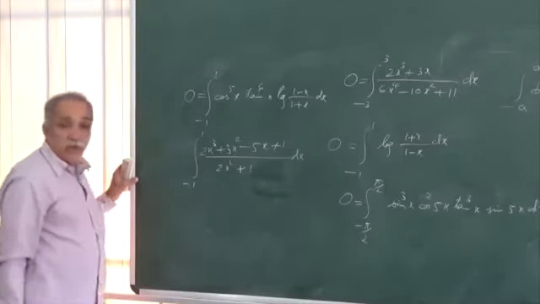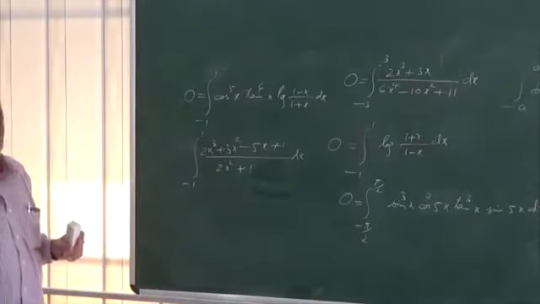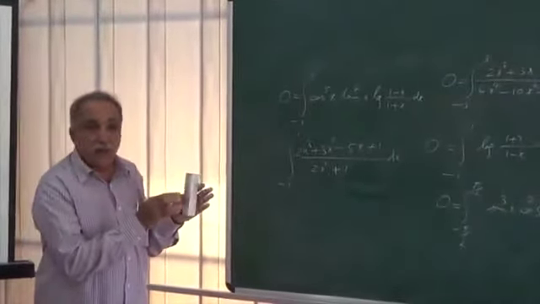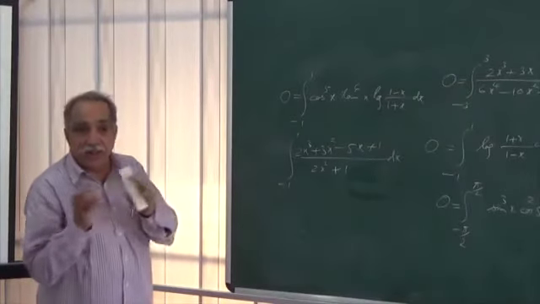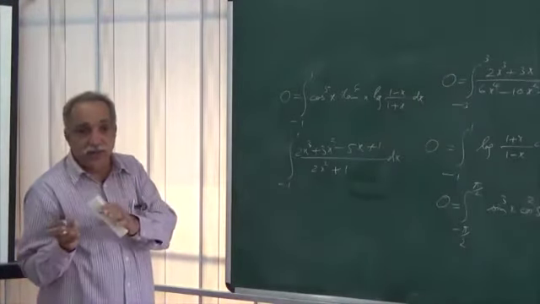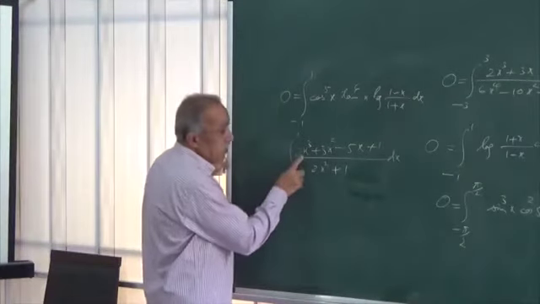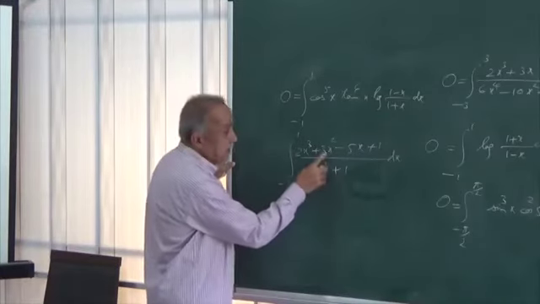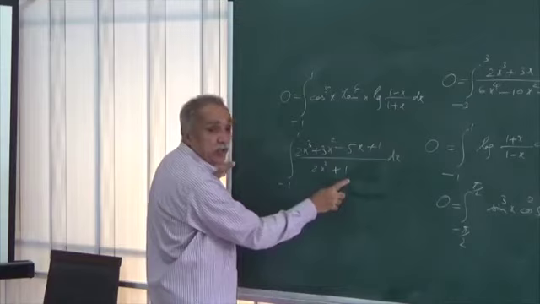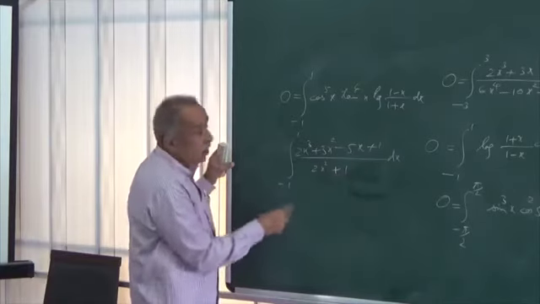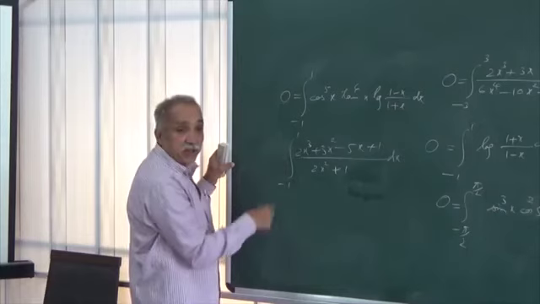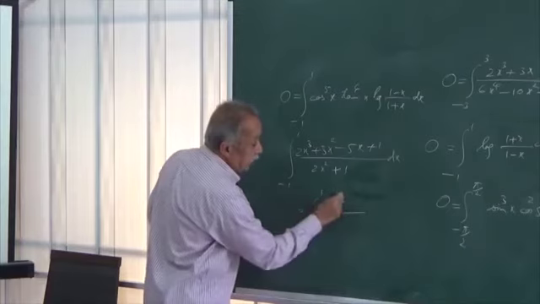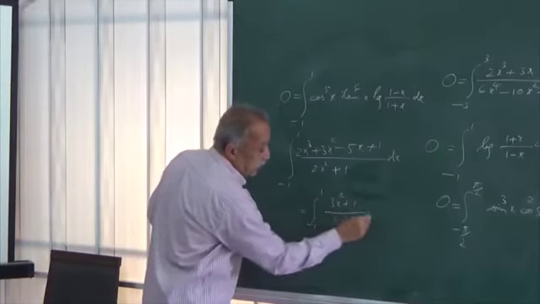We find that the function to be integrated is neither even nor odd, but we can decompose it, so that one part contains only odd terms and another part contains only even functions. We can write it as 2x cube minus 5x divided by 2x square plus 1, which is an odd function, plus 3x square plus 1 divided by 2x square plus 1, which is an even function. For the odd part, integral from minus 1 to 1 is 0, so the only remaining part will be minus 1 to 1 3x square plus 1 by 2x square plus 1 dx.